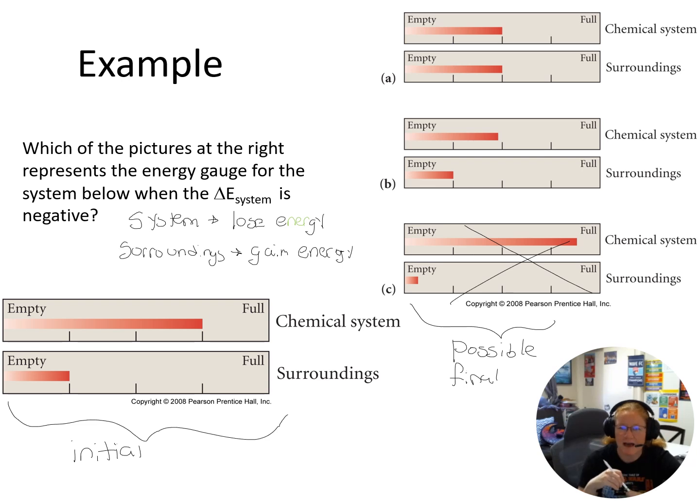Now, when I look at my surroundings, remember the delta E of the universe needs to be 0. So the change in one needs to be the opposite change in the other. So if my system lost a tick of energy, my surroundings need to gain a tick of energy. So between A and B, which one is that? Yeah, it's A. Okay?